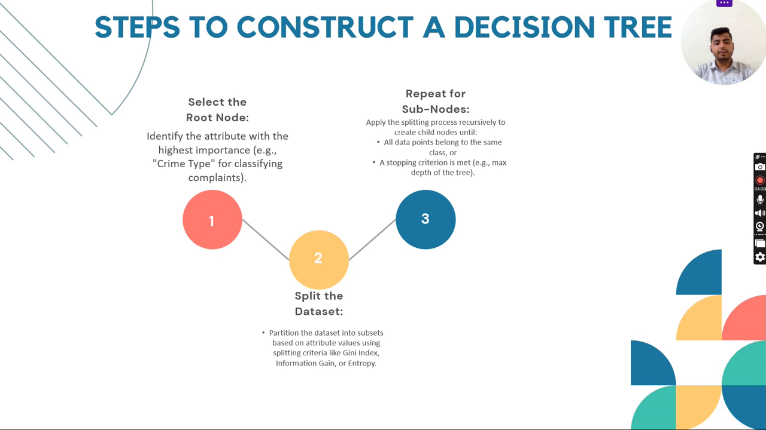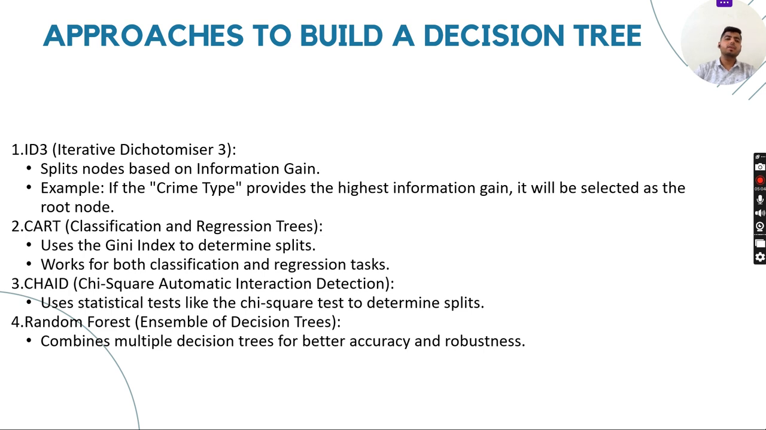Step two: split the data set. Partition the data set into subsets based on attribute values using splitting criteria like Gini index, information gain, or entropy. Step three: repeat for subnodes, which means apply the splitting process recursively to create child nodes until all data points belong to the same class or a stopping criterion is met, for example, max depth of a tree. Approaches to build a decision tree.